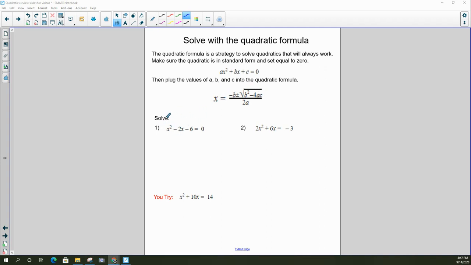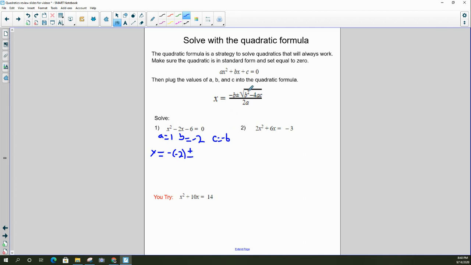So when we're solving this problem, this one is already in standard form, already set equal to 0. So I just want to identify my A. My A is 1, my B is -2, and my C is -6. Your signs are going to be very important here, so make sure you have the correct signs. Now I just plug everything into that equation. So x equals, all right, so -2. And if you already know that's +2, you could have just written +2 right there, plus or minus.